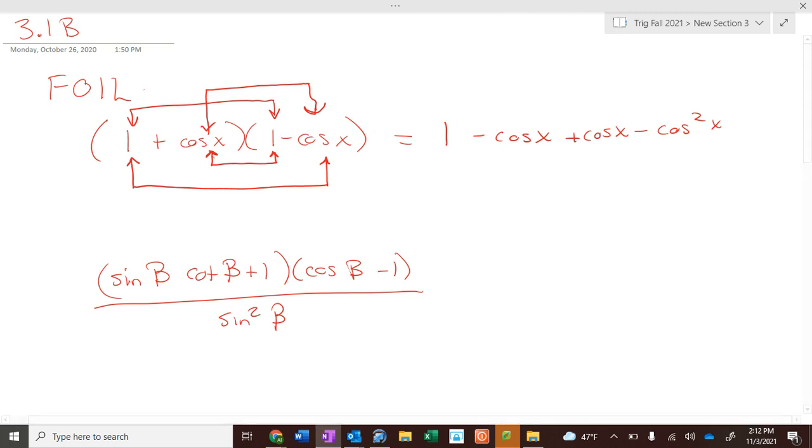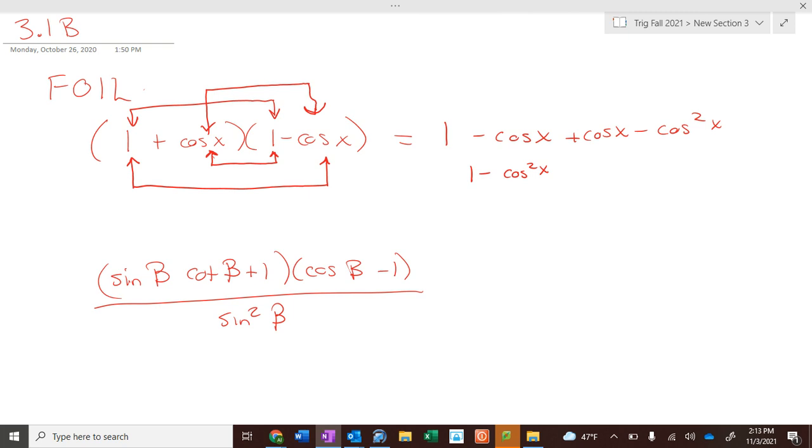What happens to our middle two terms? Negative cosine of x plus cosine of x cancels. So it's 1 minus cosine squared of x. Now, we could, if we wanted to, simplify that one more time, because that's like a Pythagorean identity.